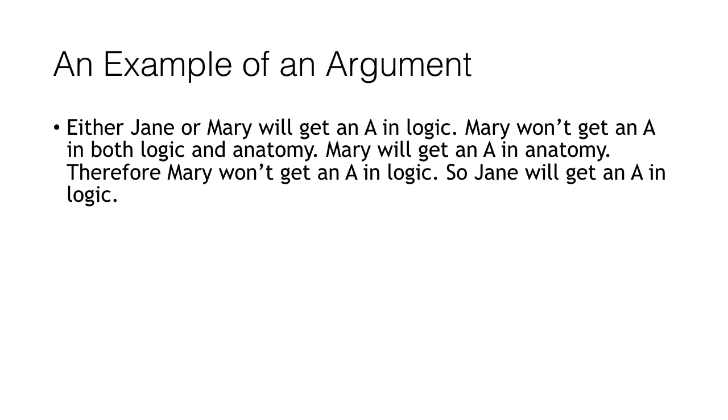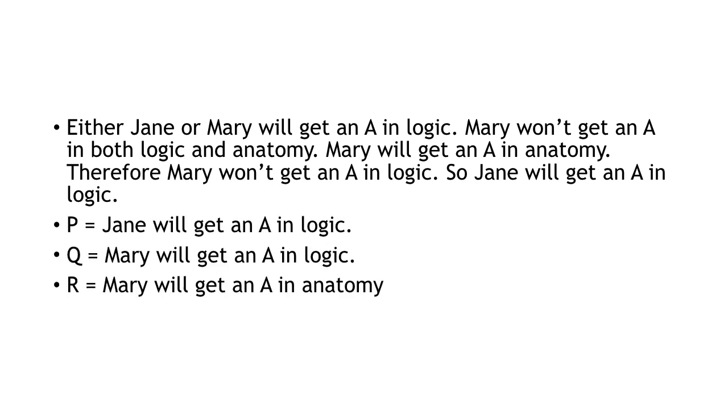So, as you might be able to tell or might not, this is a valid argument, but we want to see why, right? So first step, let's think about the different claims in the argument, the different distinct facts that it talks about. And when you think about it, it puts them together in different ways, but there are 3 different things the argument talks about. Jane getting an A in logic, Mary getting an A in logic, and Mary getting an A in anatomy, right? So that gives us the 3 letters we need to use.